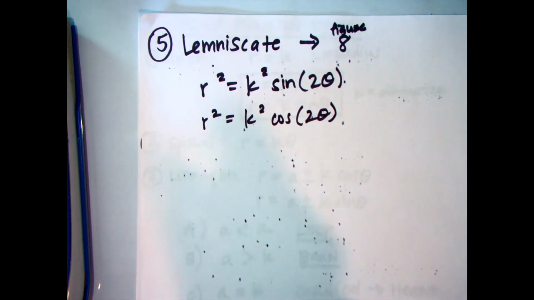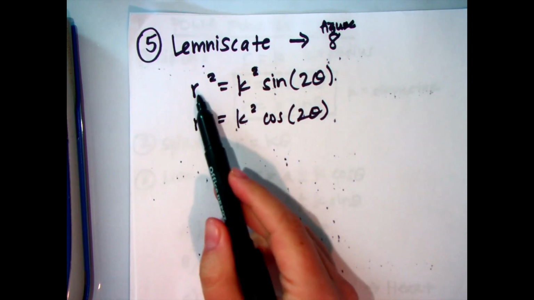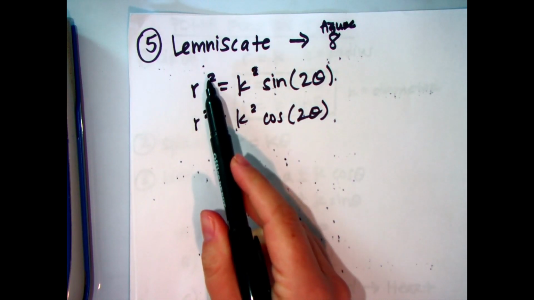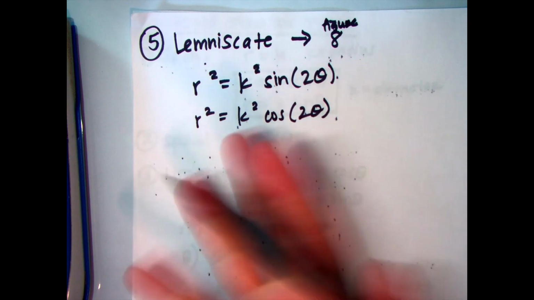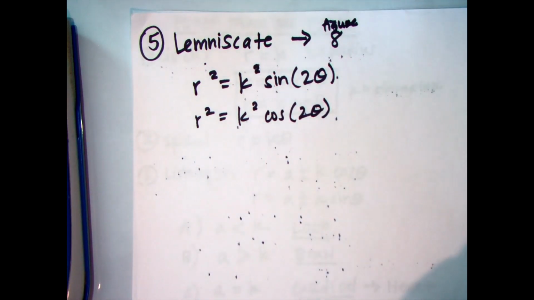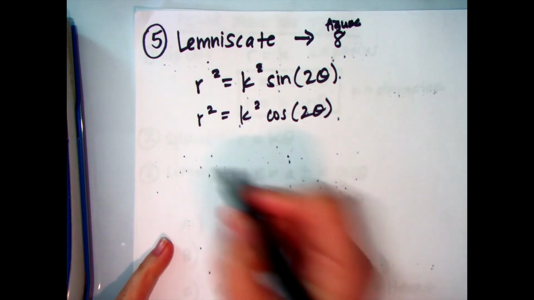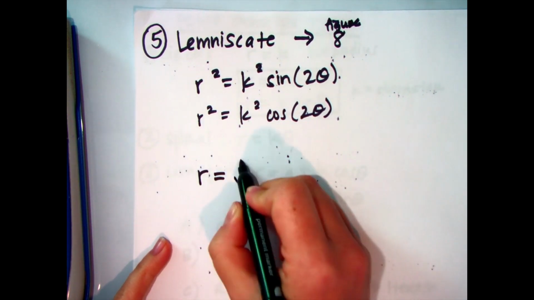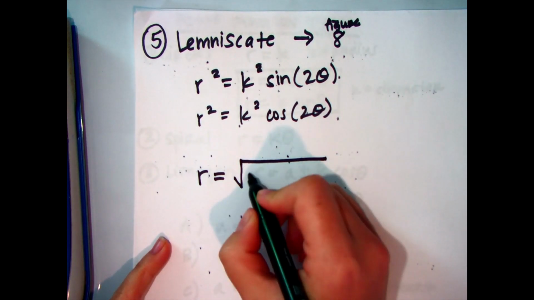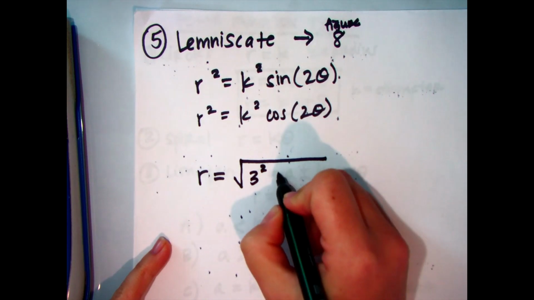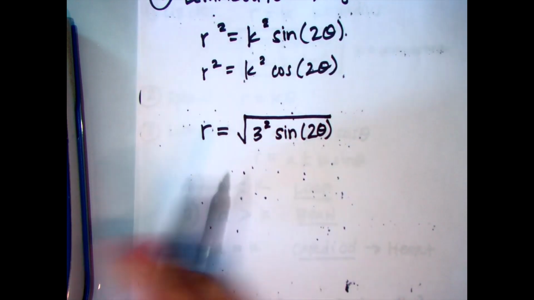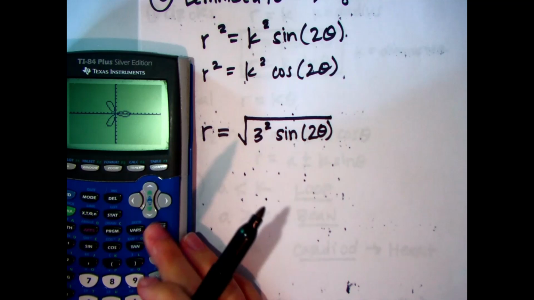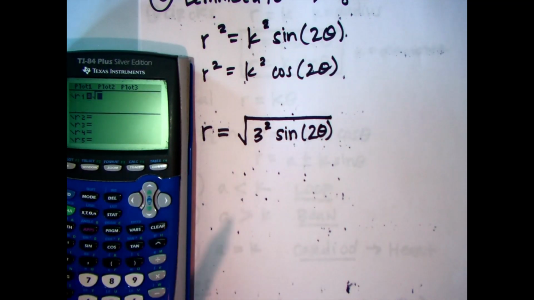Alright, so I'm going to show you what one of these looks like. If you see this, it's r squared equals this equation, but when we go to graph something, even if it was a regular function, if it was y squared, what would you have to do first? We would have to take the square root. So I'm going to say r equals the square root of 3 squared sine 2 theta. Obviously we could simplify this, but I want to see if we can make some connections. So we have the square root of 3 squared, 9, times sine 2 theta.